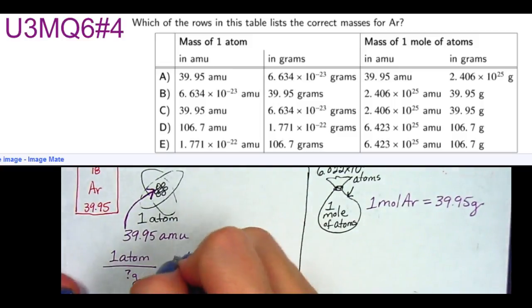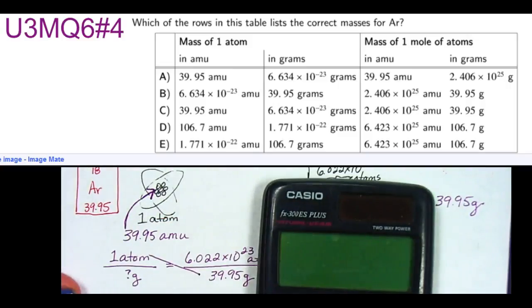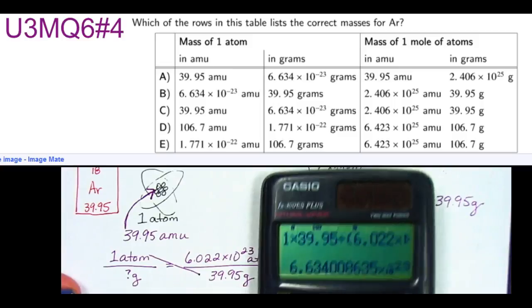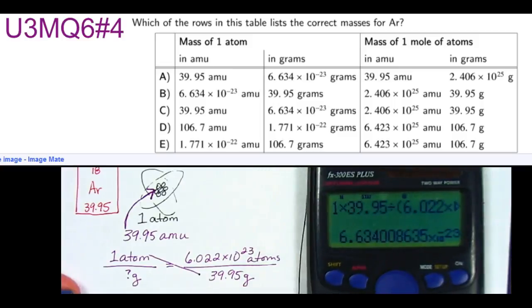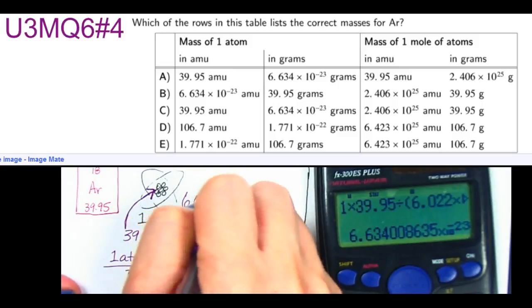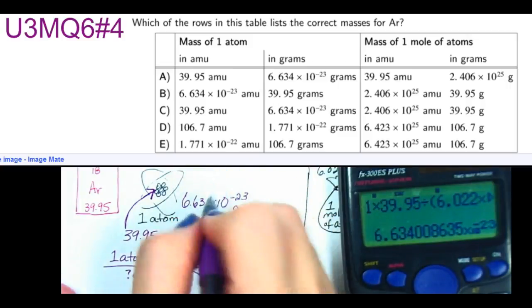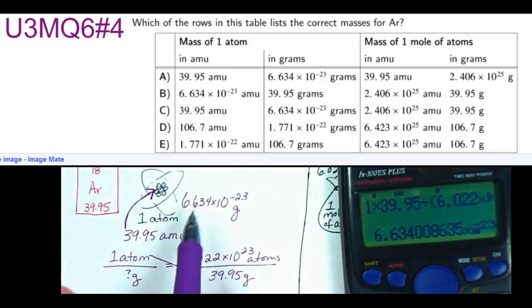And so we'll take 1 times 39.95 and then divide by 6.022 times 10 to the 23rd, and I get a mass of 6.634 times 10 to the negative 23rd grams. So one atom has this mass.